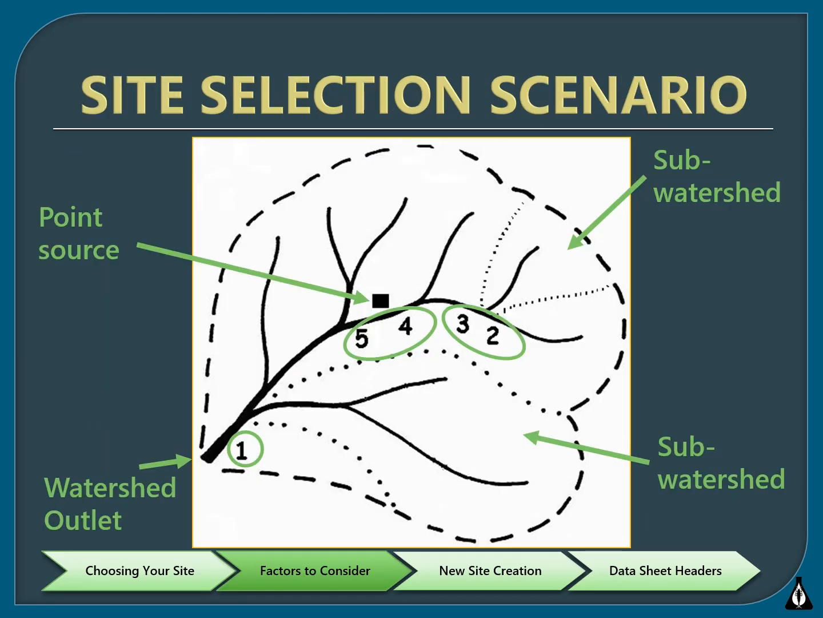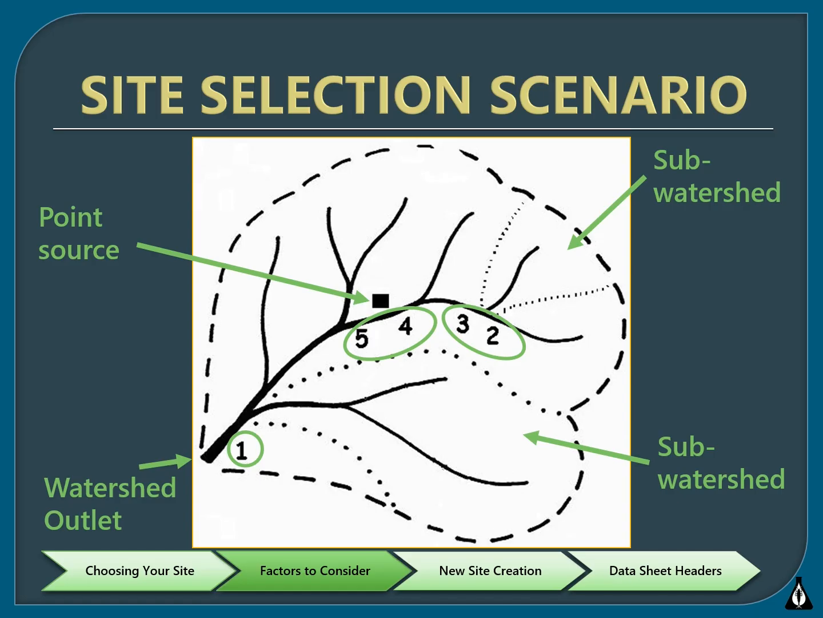So here is a scenario and kind of illustration of what to consider when selecting different monitoring sites based upon your goals. The dashed line is outlining the larger watershed, and the dotted lines are indicating subwatersheds within this larger watershed. The black lines are illustrating rivers or streams. These little black lines are what we call tributaries because they're running into this larger stem of stream.